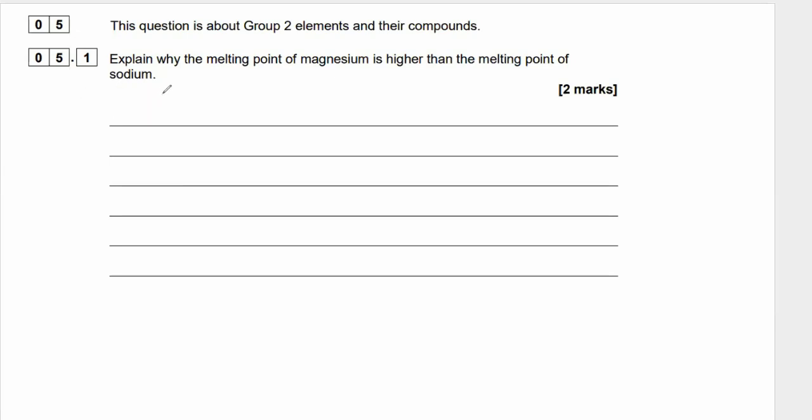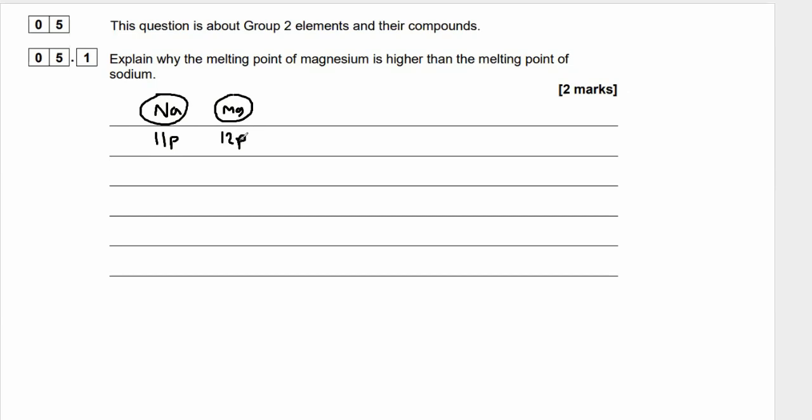Let's go through it. If we look at sodium, sodium is the first element in the period, so that's period 3. And then we have magnesium. As you go across the period, the elements get smaller due to increasing nuclear charge. Sodium has 11 protons. Magnesium has got 12 protons.